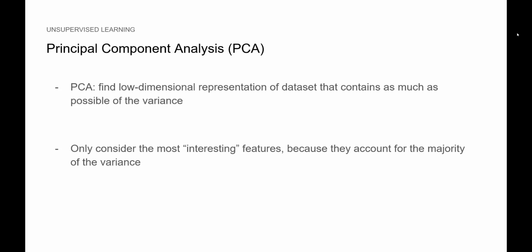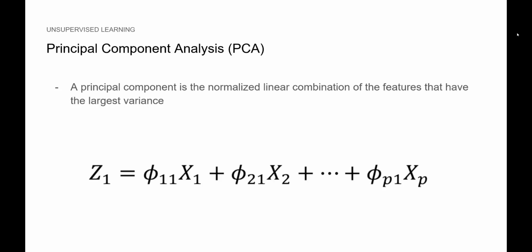With PCA, you can find a low-dimensional representation of the dataset that contains as much of the variance as possible. That means that you will only consider the most interesting features since they account for the majority of the variance. And therefore, a principal component is simply the normalized linear combination of a feature that has the largest variance. You see the equation here, and that should remind you a bit of linear regression.